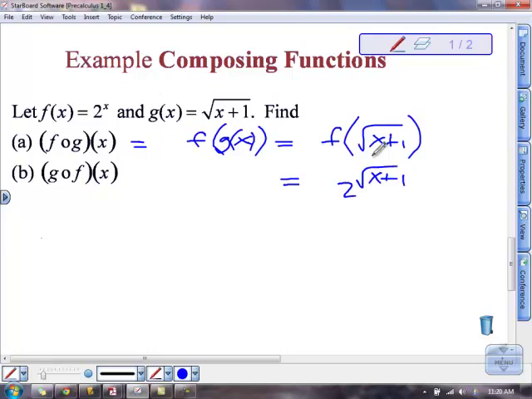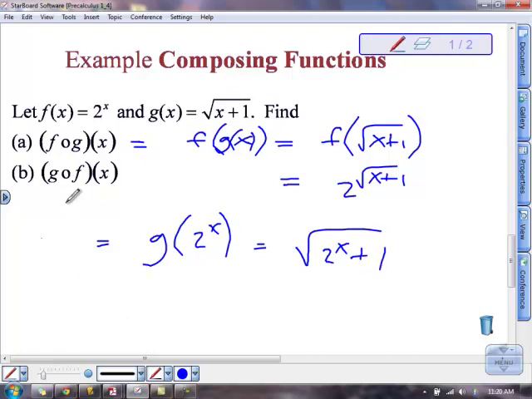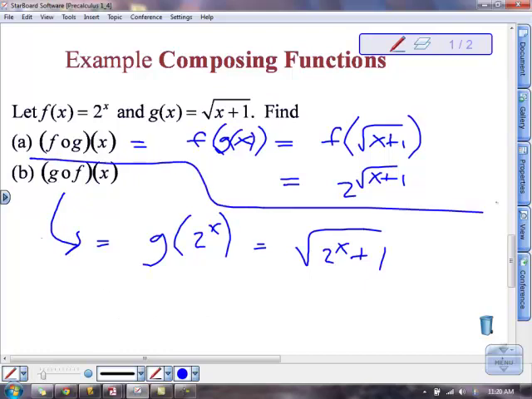So that's what it would look like if I'm not going to skip any steps. And if I wanted to do the second one, same thing. I take x and stick it into f, and I get 2 to the x. Now I have to stick that into g, so that would give me the square root of 2 to the x plus 1. So there's part A. All right, hopefully that makes sense.